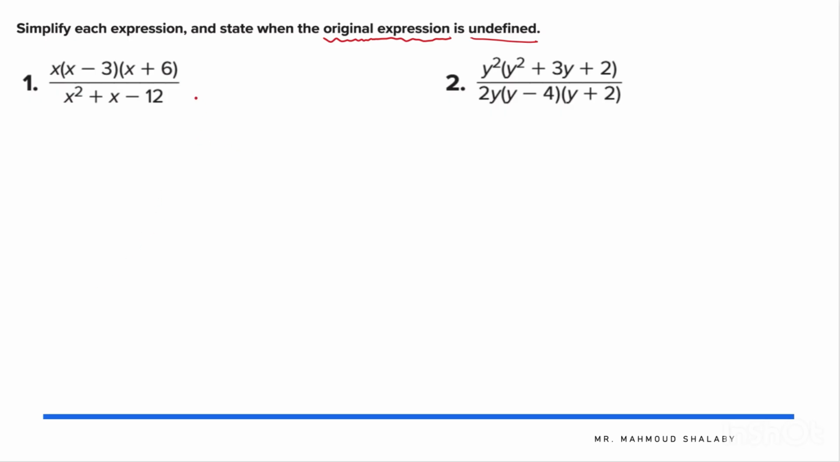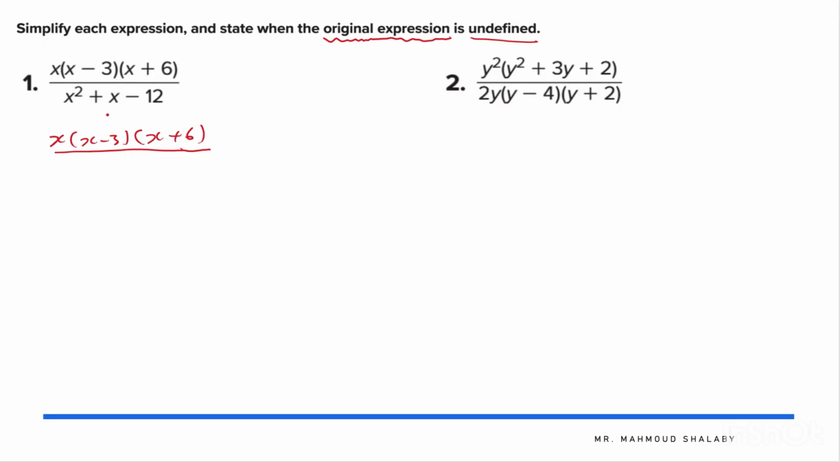So let's see, first of all, what should I do? Actually, this question is a bit easier because we have a factored expression here, but the denominator is not factored. So all you need to do is to factorize this denominator. If I factorize it, I will just write this x minus 3 because this is already factored for me, so I don't have to factorize anything, which is helping you. Now this one should be factored.